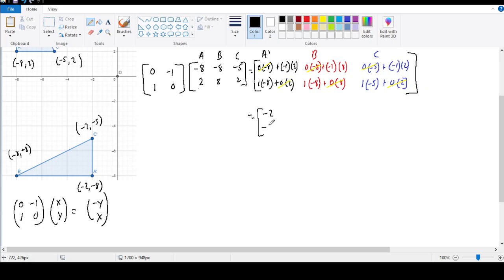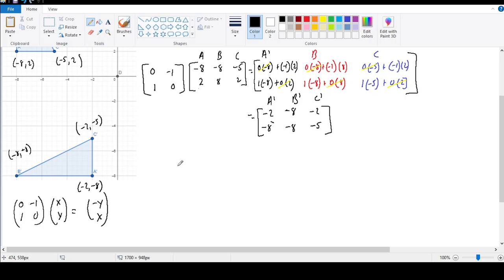1 times -8, that's -8. -1 times 8, that's -8. 1 times -8, that's -8. -1 times 2, that's -2. 1 times -5, that's -5. So this is A prime, B prime, and C prime. As you can see, we get -2, -8, -8, -8, -2, -5.